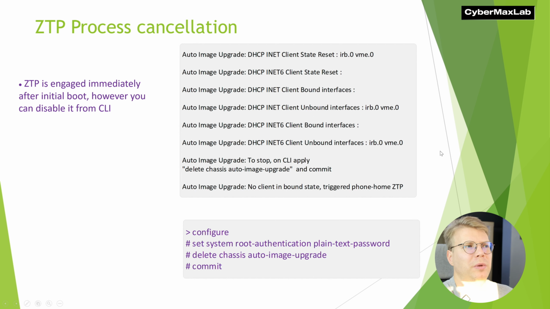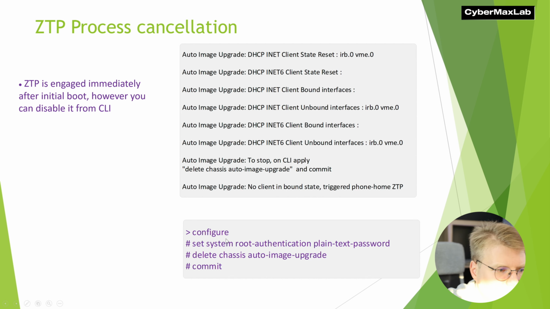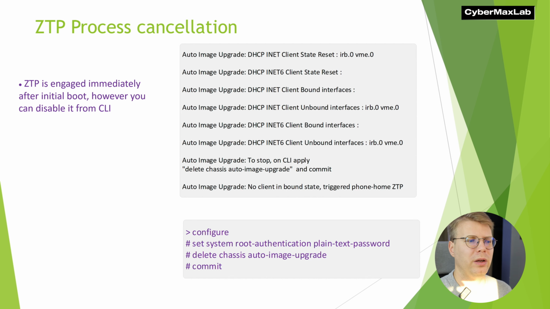What if you don't need ZTP process? What if you would like to cancel it? You would like to manually configure your device. When device boots out of the box, you will see these messages popping up in the CLI. And this is indication that ZTP is running, they will be going and going. If you would like to stop, there is a message on CLI: apply delete chassis auto-image-upgrade and commit. So you go to configuration mode, you set your root password because it will be required for the first commit, and then you delete chassis auto-image-upgrade, and then you commit, and then ZTP is over.